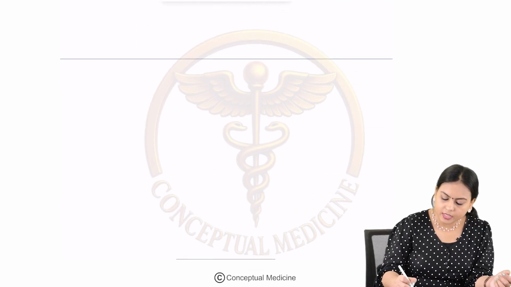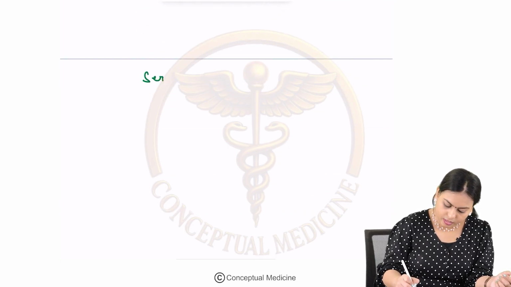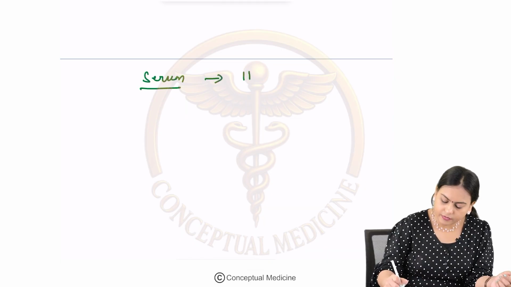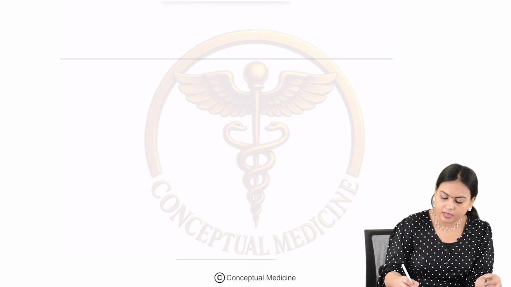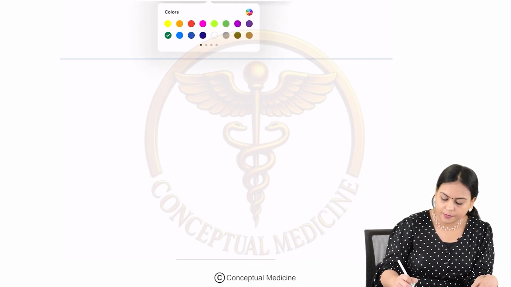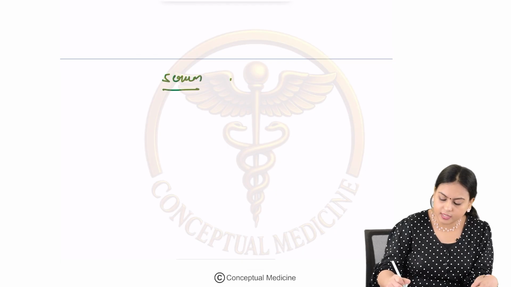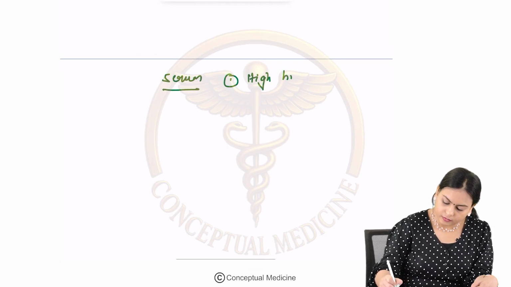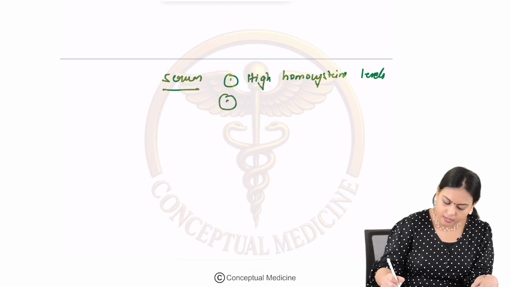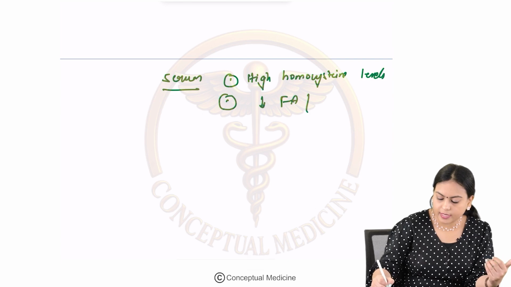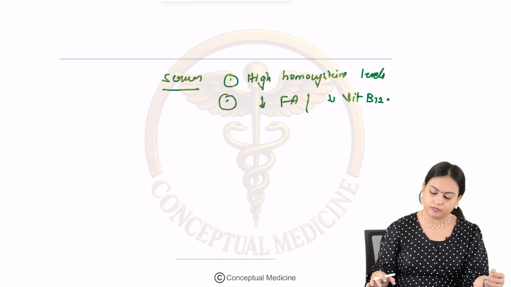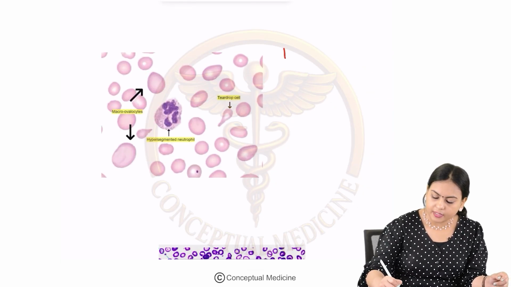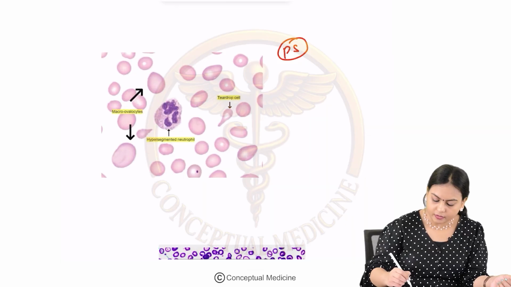If you see serum investigations, in the serum you will have high homocysteine levels, and there will be definitely reduced levels of folic acid as well as reduced level of vitamin B12. Clear? So, this is the peripheral smear picture of macrocytic anemia, or megaloblastic anemia.